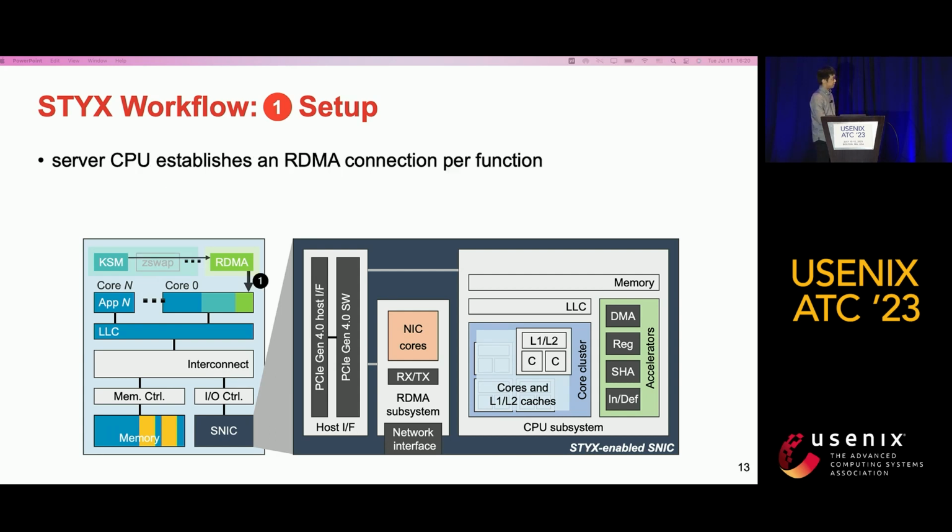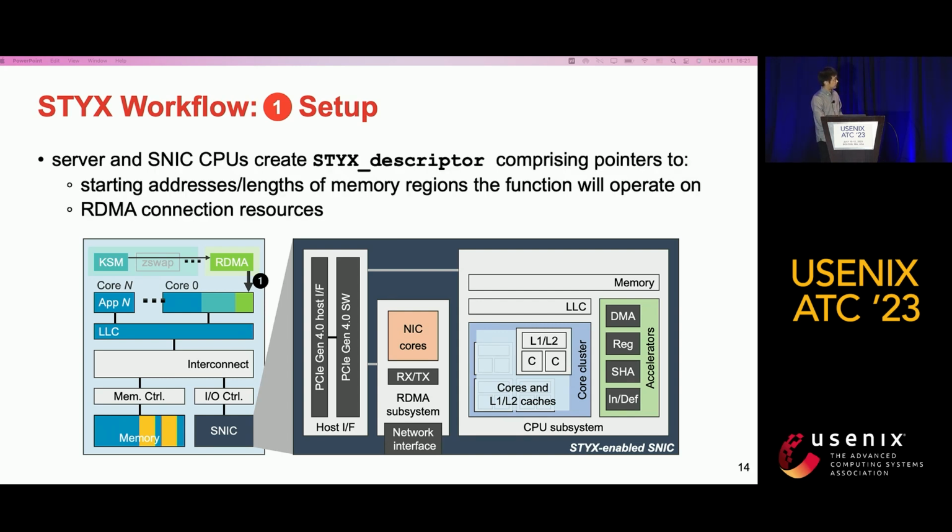The server CPU will establish the RDMA connections for each function. And then both the server CPU and the SmartNIC CPU will create a STYX descriptor, which consists of pointers to the starting address and lengths of the memory regions where the function will operate, and also pointers to the RDMA connection resources. You can find more details about this descriptor in our paper. We only need to go through this setup phase one time when the system starts up, so the overhead of the setup is amortized.